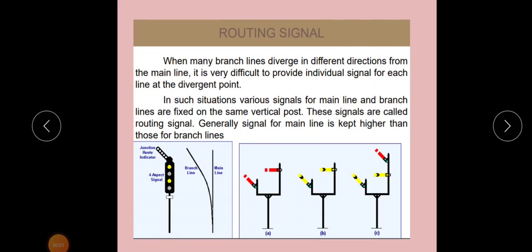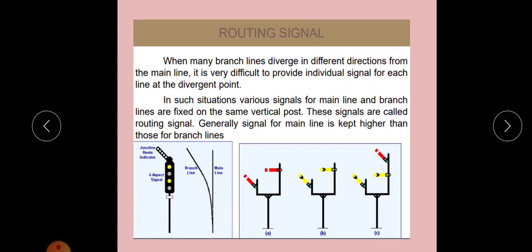Okay, so next we can discuss some special type of signals. First one is routing signal. That is when many branch lines diverge in different directions from the main line. It is very difficult to provide individual signals for each line at these different divergent points. In that case, we are providing this routing signal. That is, when different railway tracks are deviating from the main line, we cannot provide signals for each of these lines. So to indicate that diversion of trains, we are providing a single routing signal.